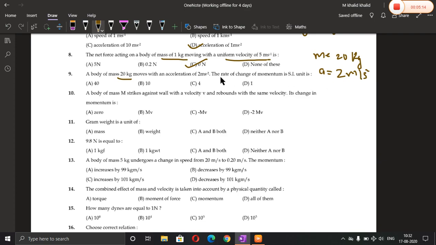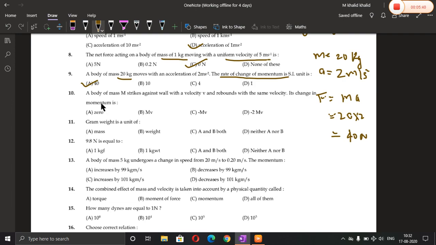Now he is asking the rate of change of momentum. We have already studied that the rate of change of momentum is known as force. So F is simply mass into acceleration. Mass is 20 and acceleration is 2, so our answer will be 40 newtons. So A will be our answer.